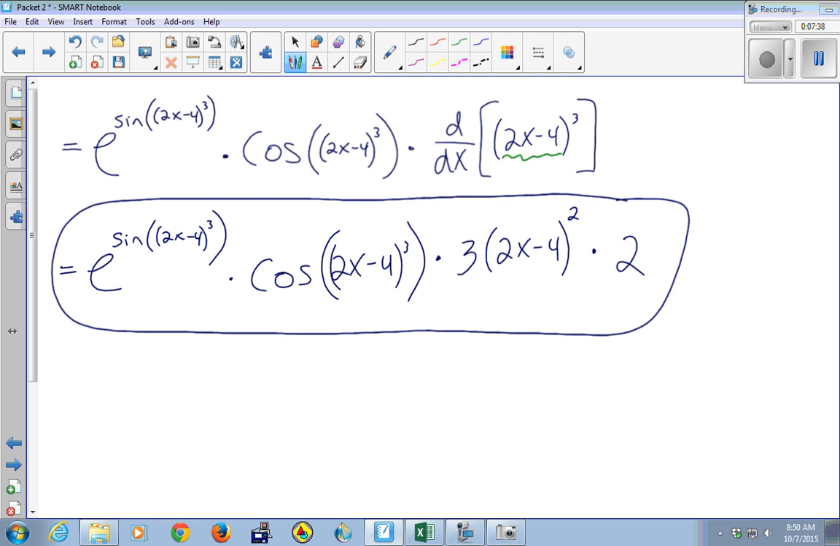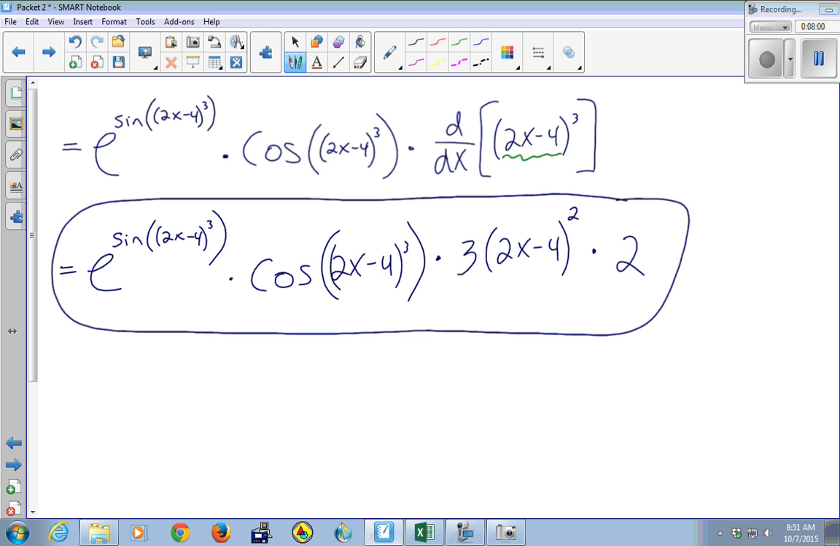Like I could have said, okay, well the derivative of e to some stuff is e to that stuff. And then I would look at the stuff and say, okay, now I have to take the derivative of this. The derivative of the sine of some stuff is the cosine of the stuff. And then you look at the new stuff and you say, okay, the derivative of that is this. Right? And you can write it all down at once.